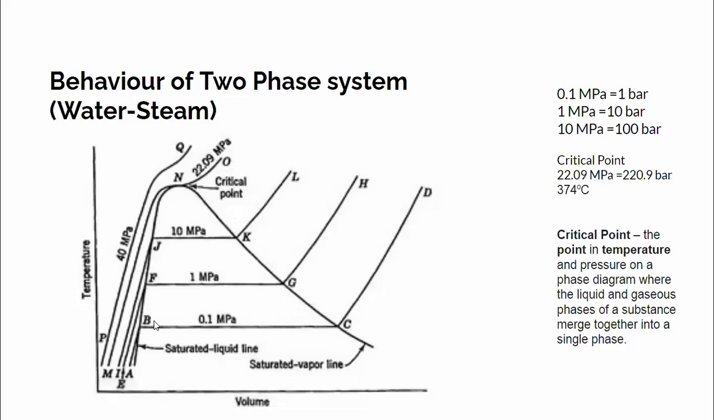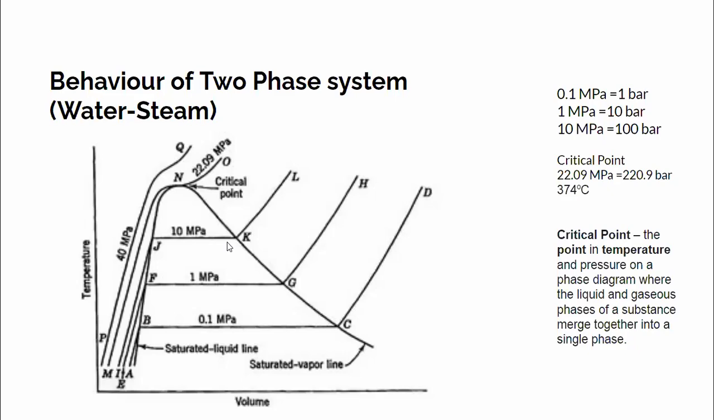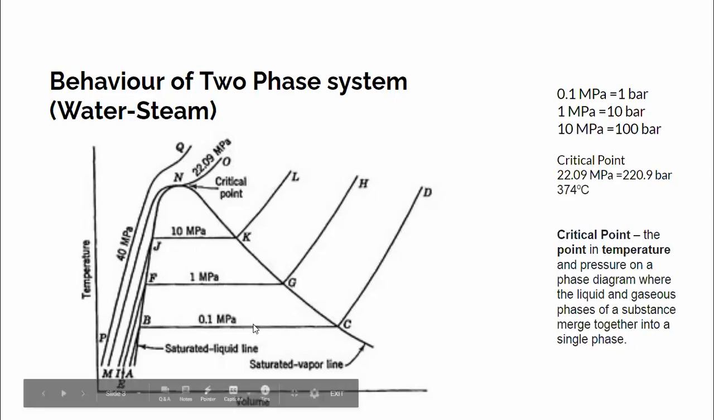What you see as a horizontal straight line represents the latent heat of vaporization. When you go on increasing the pressure at which the water is heated, you'll find that the latent heat goes on decreasing. It means that the boiling process, this J to K is boiling, F to G is boiling, and B to C is boiling. So as you go on increasing the pressure, this boiling process goes on reducing.